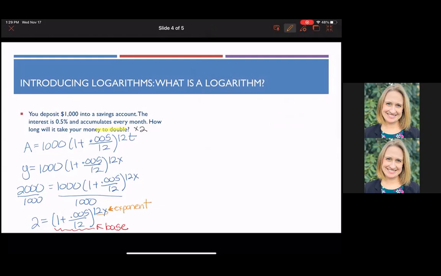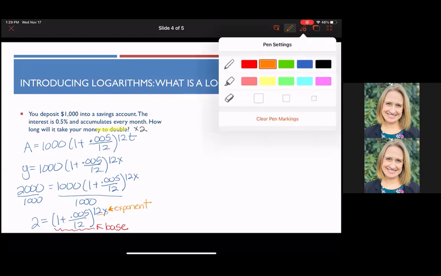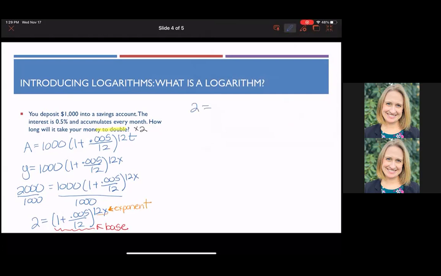So what we want to do is take the logarithm of both sides, but the base of the logarithm needs to be that base. So you can put 1 plus 0.005 divided by 12 in your calculator. And we get 2 equals 1.00042, I'm just going to round it, all to the 12x. So this becomes the base of our logarithm.